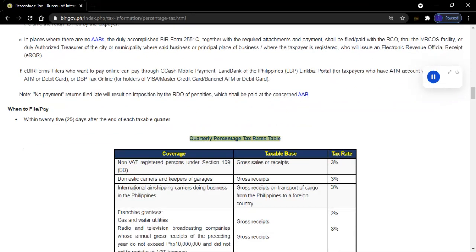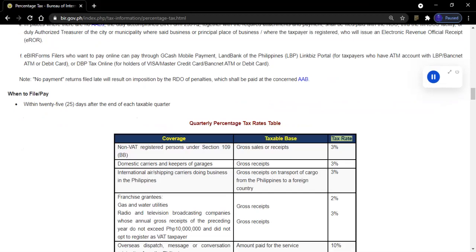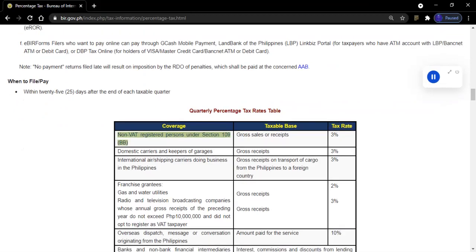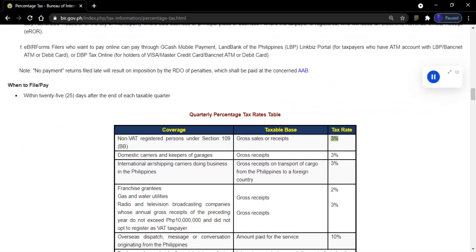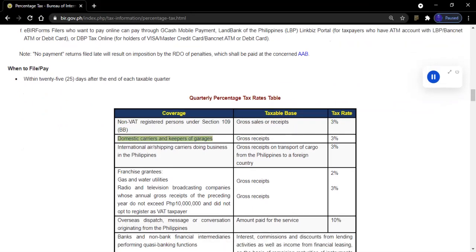Quarterly percentage tax rates table. Coverage, taxable base, tax rate. Non-VAT registered persons under Section 109(BB): gross sales or receipts, 3%. Domestic carriers and keepers of garages: gross receipts, 3%.